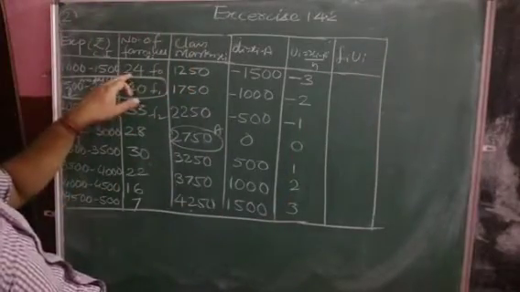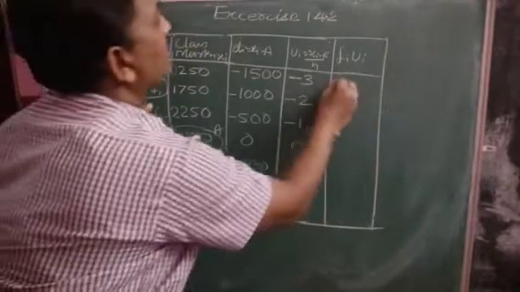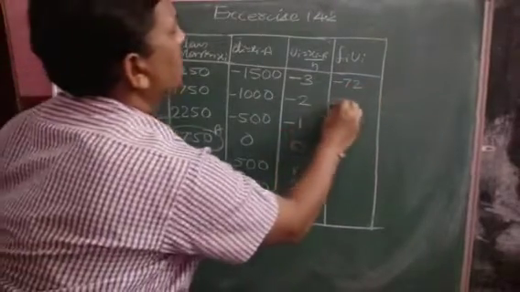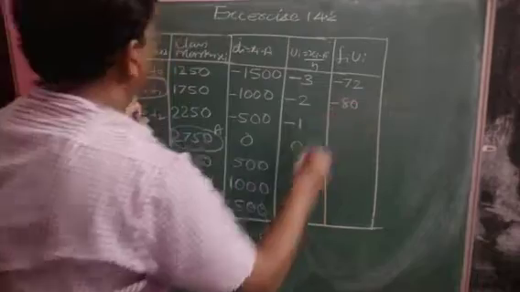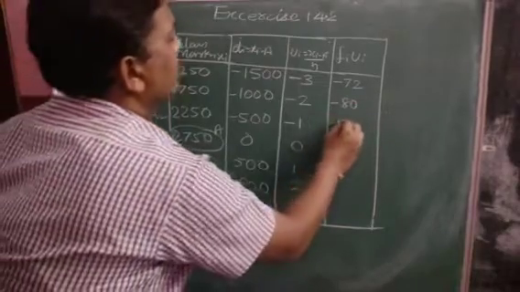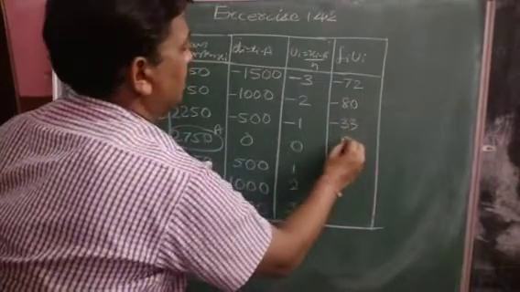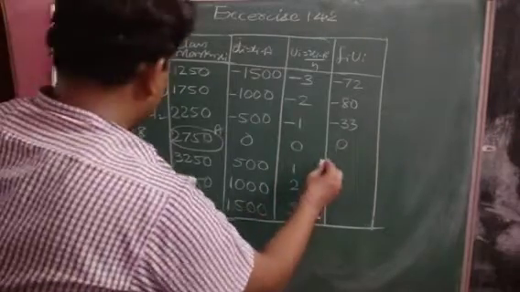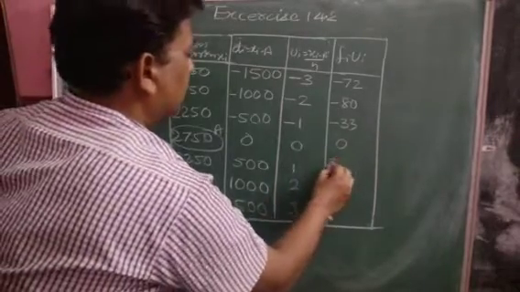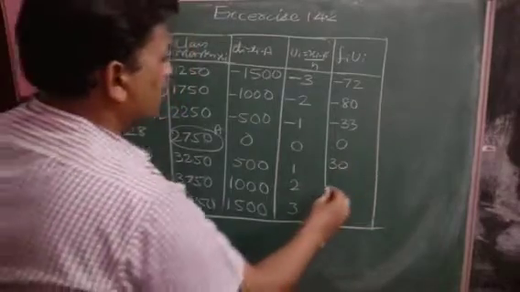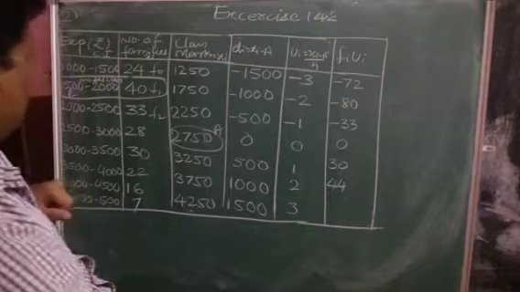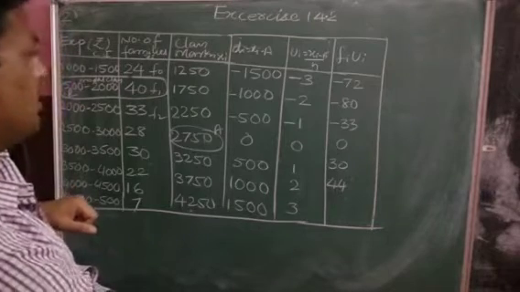Fi is 24. 24 into minus 3, minus 72. 40 into minus 2, minus 80. 33 into minus 1, minus 33. Something into 0. Now 30 into 1, 30. 22 into 2, 44. So simple calculation. 16 into, sorry children, sorry.